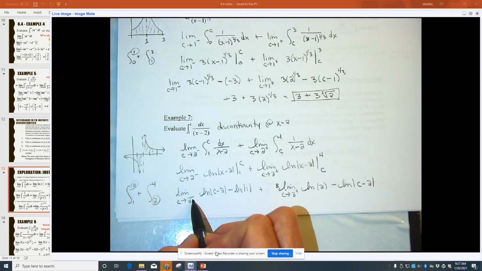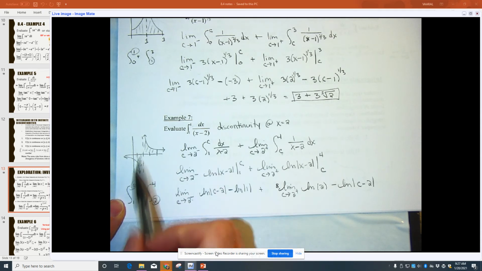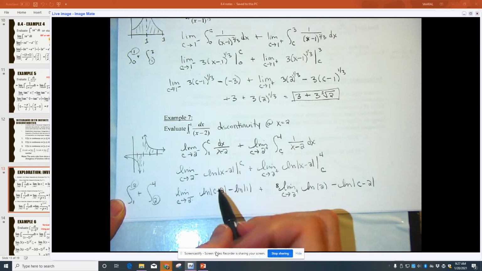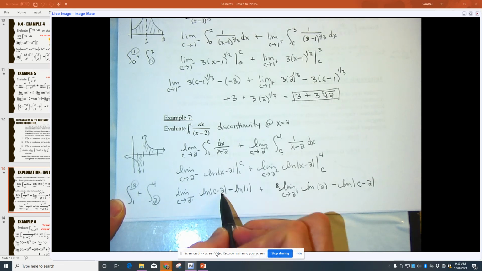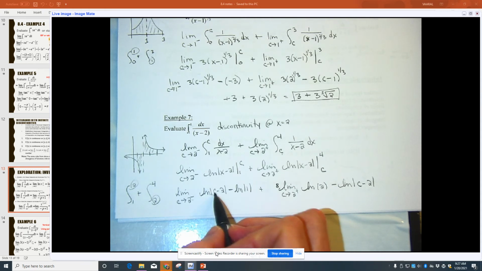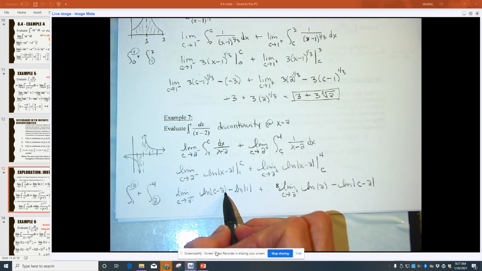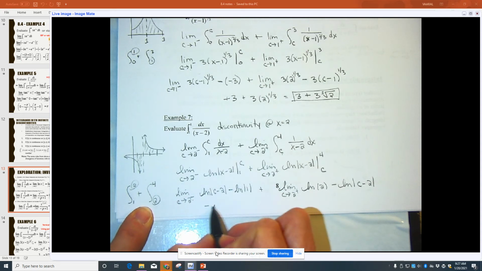2, approaching 2 from the left here, you can see in your graph that you're down here, you're negative. So when I have negative here, natural log approaches, well, I'm going to have a 0 in here, 2 minus 2, and the natural log of 0 is undefined, or it actually approaches negative infinity.